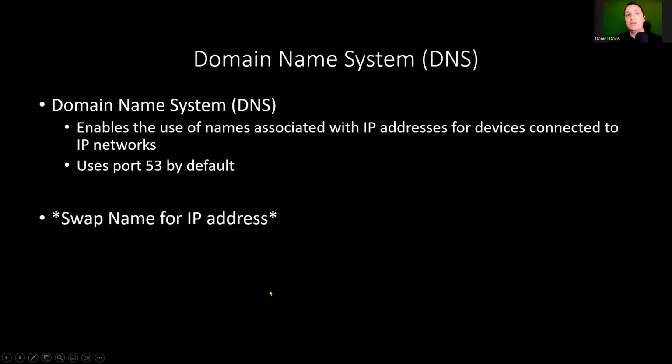It's hard to remember a huge list of IP addresses, but it's much easier to remember a bunch of website names. So essentially what DNS does is it allows us to enter something like google.com instead of their IP address, and it will automatically swap those out for us. That's the simple way of looking at that. The more important thing that we need to know here is that it uses port 53 by default.